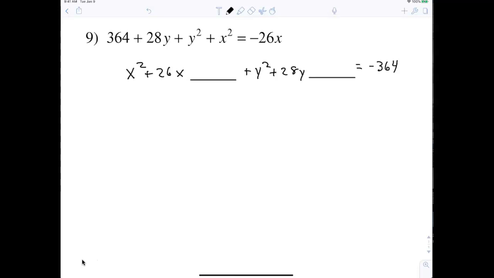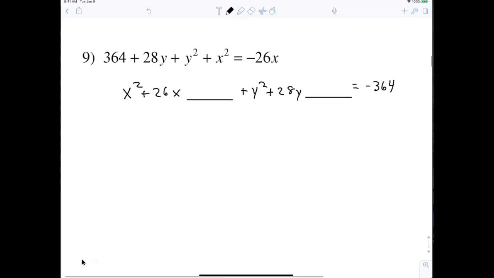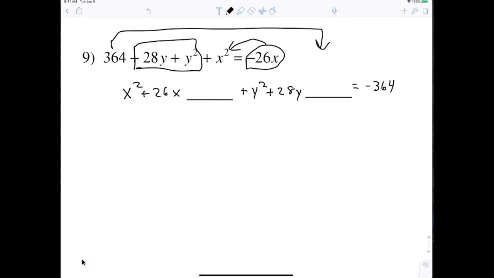Do I have any questions? Come on. I know some of you do. You're just not asking. So all I did was I put the x's together. So this negative 26x has to go with that x squared. So I just moved it over. When I moved it over, it became a positive 26x. And then I grouped the y's together, but I put the y squared first. Then the constant has to go on the other side of the equation because I don't need that, because that eventually is going to be your r squared.